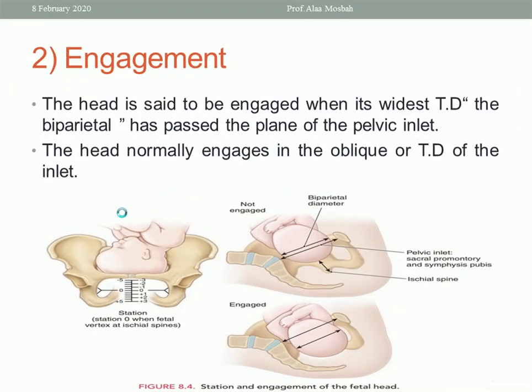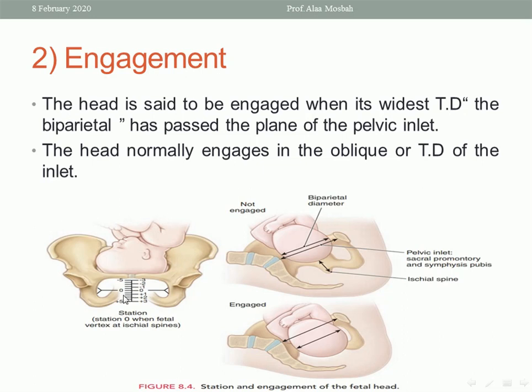Engagement. The head is said to be engaged when the widest transverse diameter, which is the biparietal diameter, has passed the plane of the pelvic inlet. This is the biparietal diameter passing through the plane of the pelvic inlet, as you see. And according to DeLee, when the lowest part of the fetal vertex, felt vaginally, reaches the level of the ischial spine, it's called level 0. This is the engagement of the head.